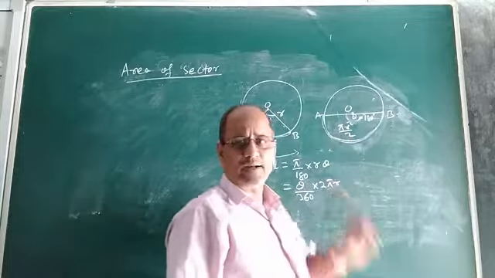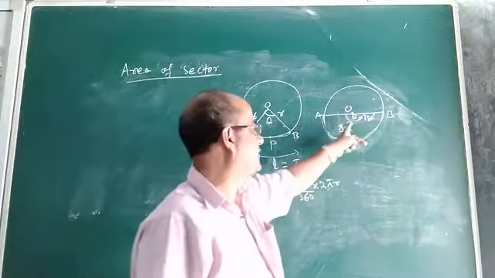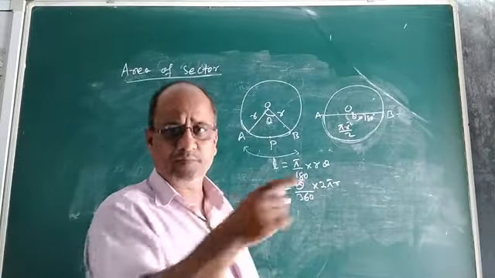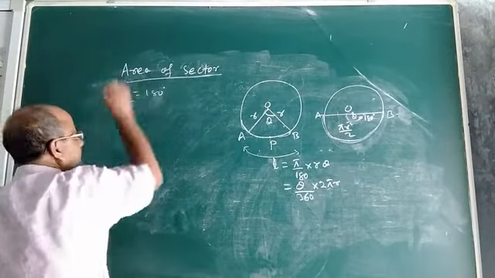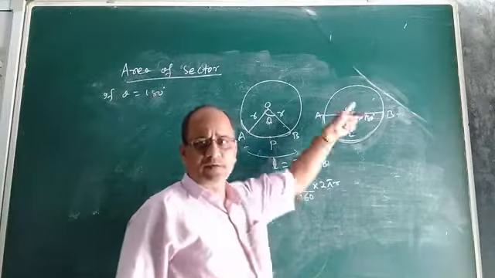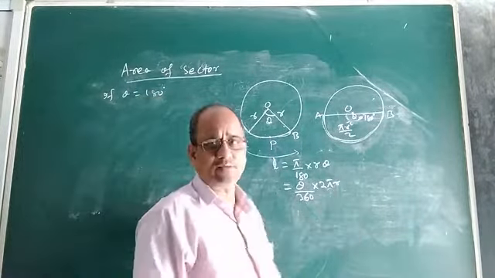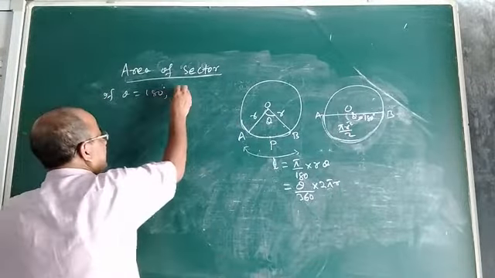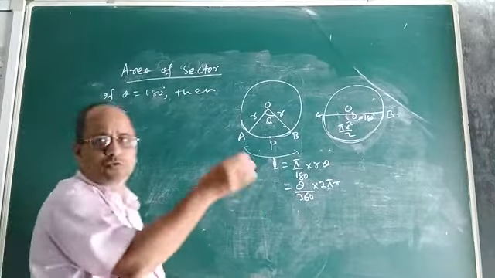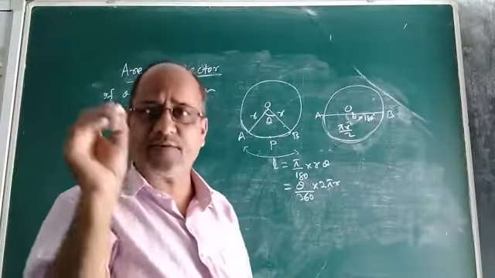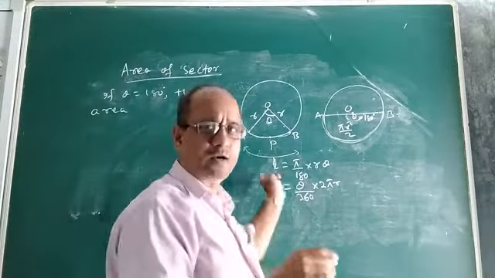Now, what will be the area of the sector if the sector angle is 180 degrees? In this figure, if theta is 180 degrees, what is theta? Theta is the sector angle or central angle. If theta is 180 degrees, then what is the area? We are now going to derive the formula for the area of a sector. What will be the formula to calculate the area of a sector that we are discussing?